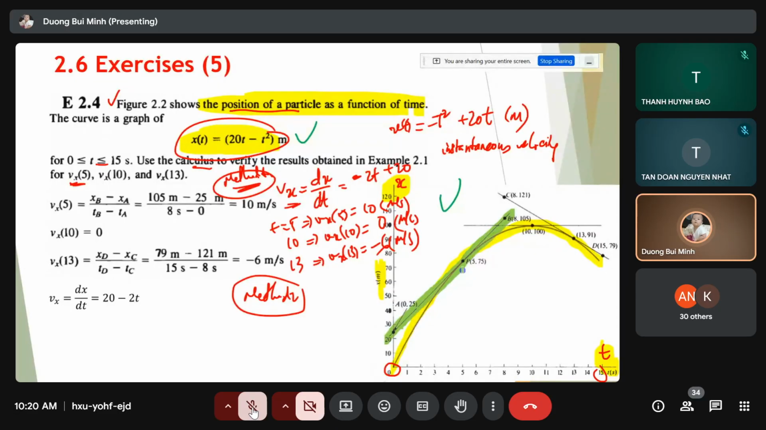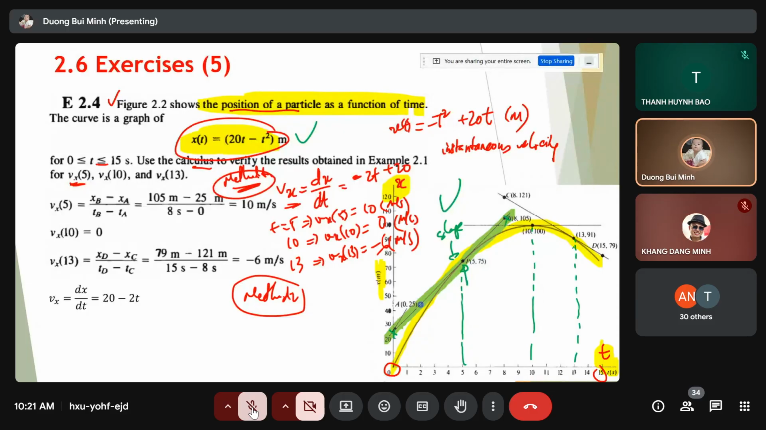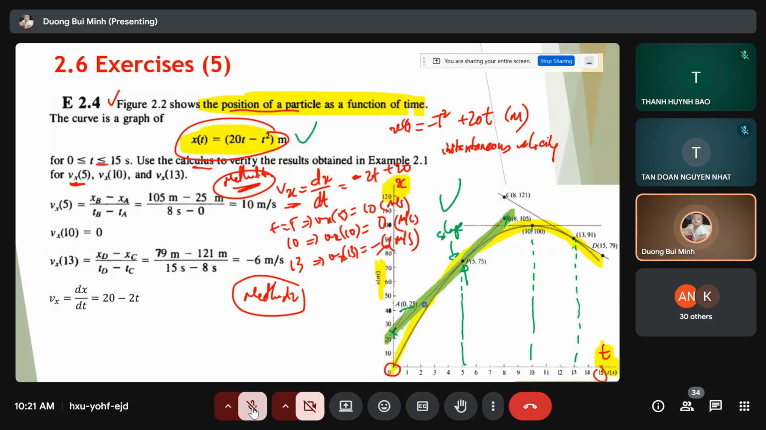Okay, you can draw the tangent line. We would like to determine the instantaneous velocity at 5 seconds, at 10 seconds, and at 13 seconds. So you draw the tangent line. This line is the slope, and then you just pick two points randomly, point A and point B. For point A you get (0, 25), for point B you get (8, 105), and then you apply the formula.